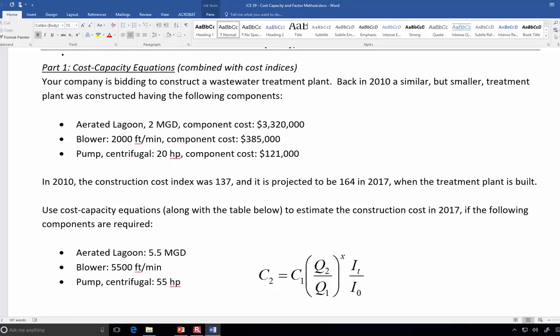Back then the construction cost index was 137, but when this is going to be built in 2017, we project that the same construction cost index will be 164, meaning that things in the future are going to be more expensive than they were many years ago in 2010. So not only is this facility going to be a different size, but also the time value of money and the effects of inflation are showing themselves. Find the cost of each component using this formula and then add all of the component costs together.